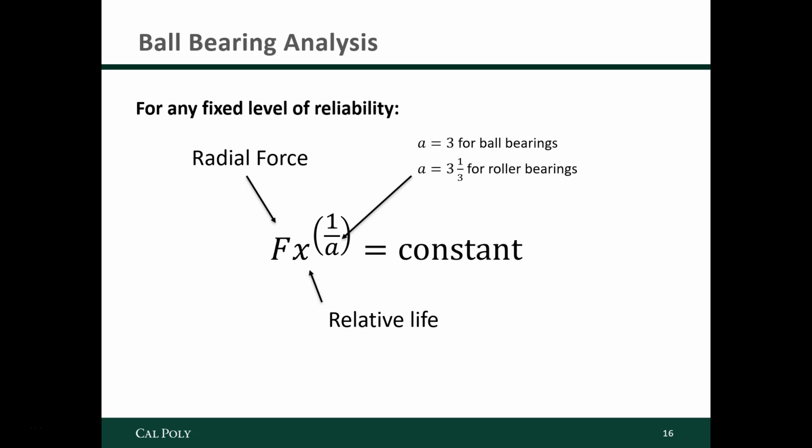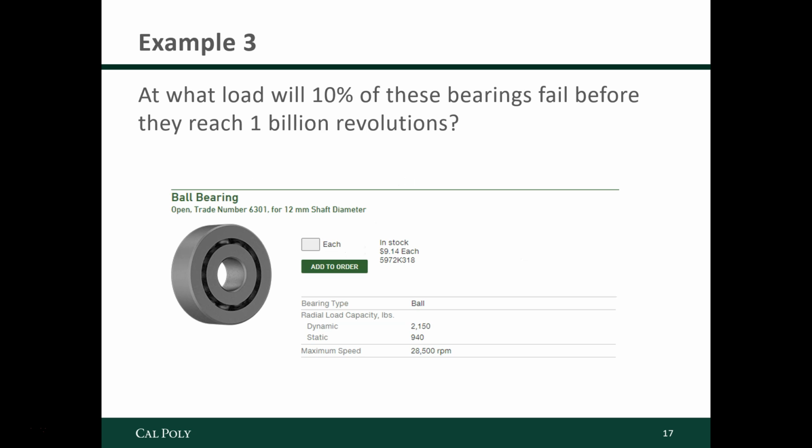It turns out that if you do a lot of tests, you'll find this to be true: regardless of what the radial force and relative life are, they follow this relationship, so that when you multiply the force by the relative life taken to the 1 over a power, you get a constant number. It's always the same. And this is going to be true whether it's a load that you apply or the rated load. So this lets us solve this problem.